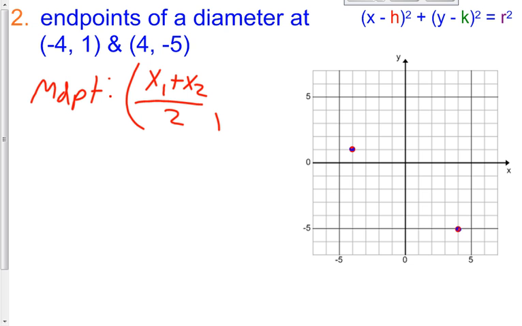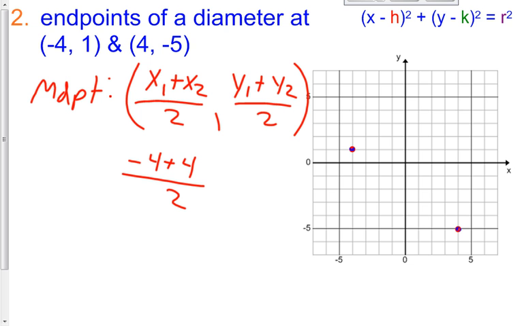That's how we find our x coordinate. And y1 plus y2 divided by 2, that's how we find our y coordinate. So we have our x coordinates adding up, -4 plus 4 divided by 2. And our y coordinates, 1 plus a -5 divided by 2.